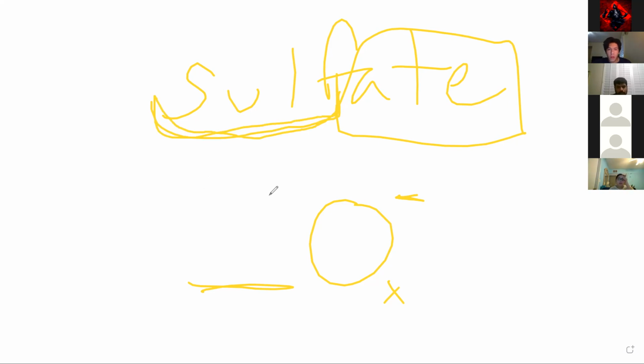Sulfur. Sulfur, right? And what does sulfur look like? An S. An S, right? So we know that's going to be SO something. So we got to go back to that page.